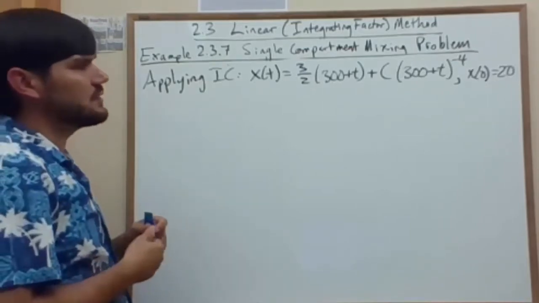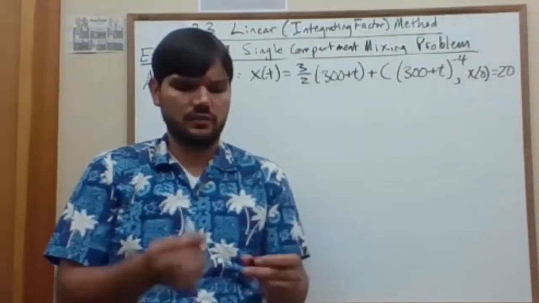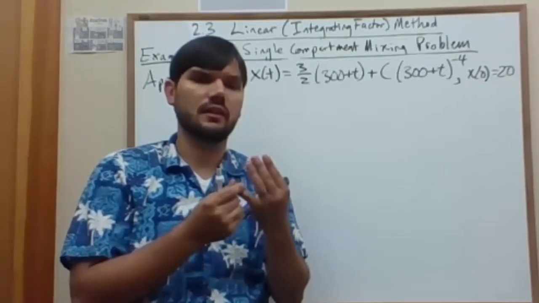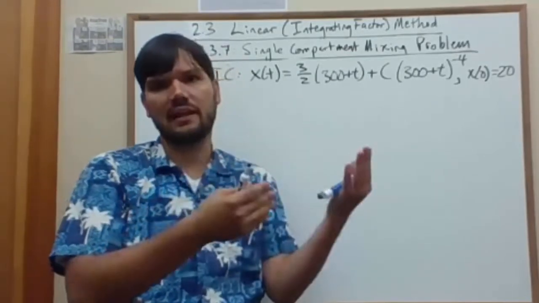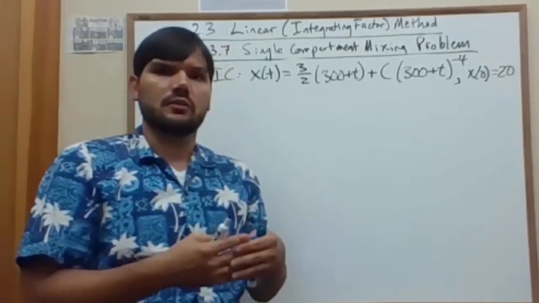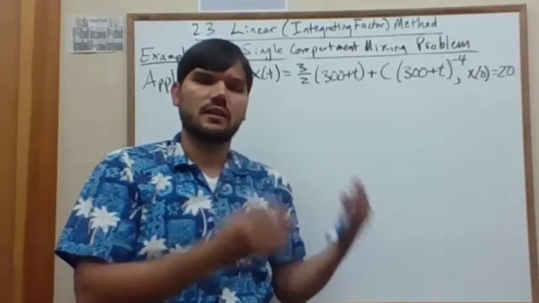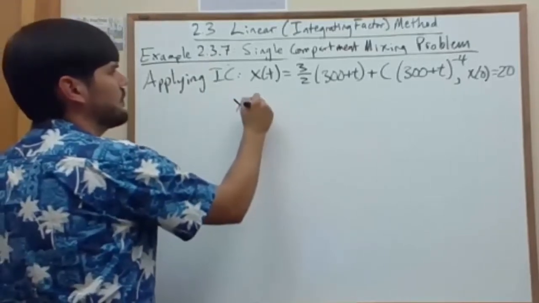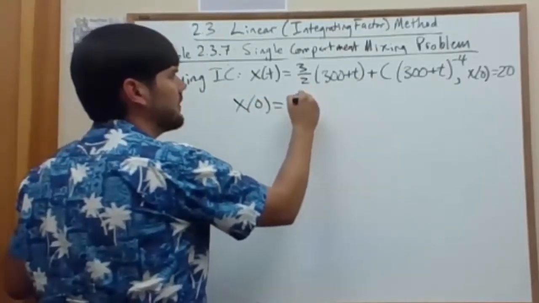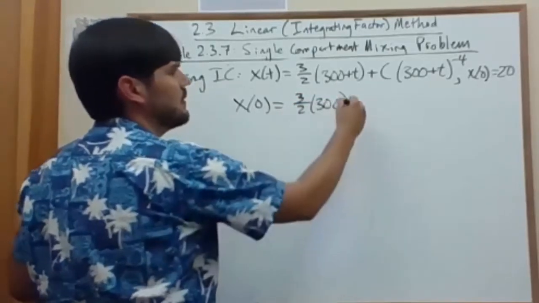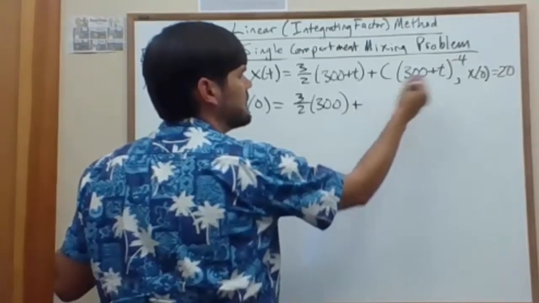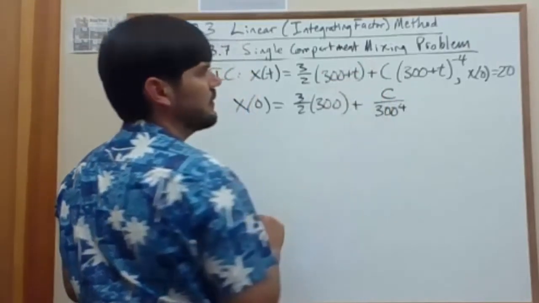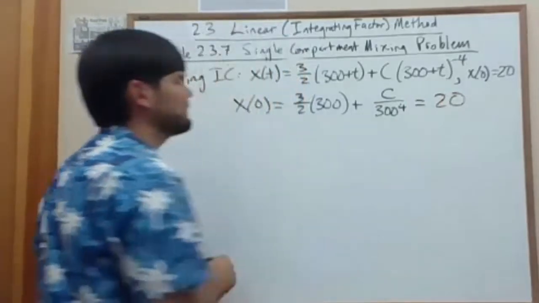Okay. So now let's apply that initial condition. And once we have that specific solution, we can answer the question: can we reach the desired concentration of 1 gram per liter, so x over V of t, if the tank can only hold 160? So we want to see if we can reach the desired concentration before we run out of room. So if we plug t equal to 0, we get 3 halves of 300 plus c, this is a negative 4, c over 300 to the fourth. All that is equal to 20.